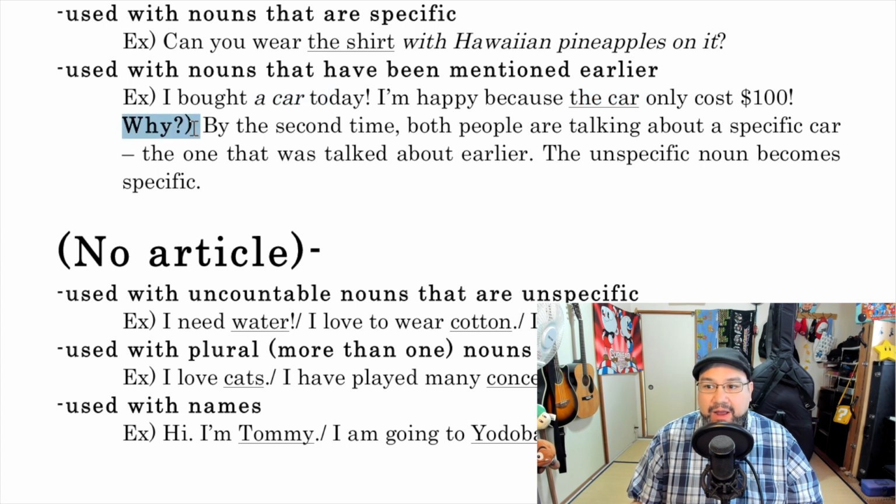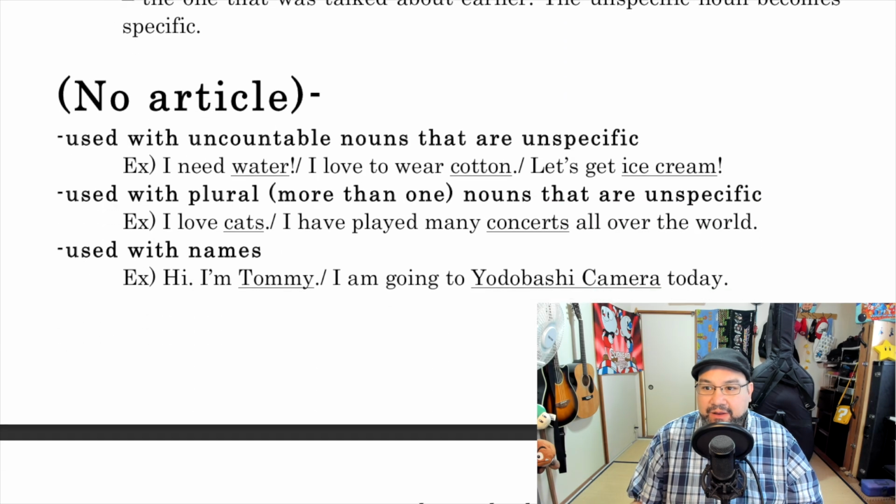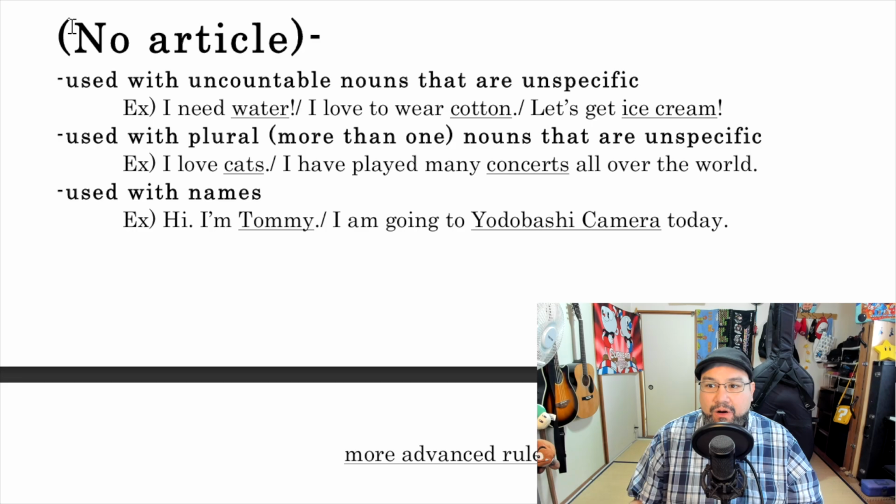So it says right here, why? By the second time, both people are talking about a specific car, the one that was talked about earlier. The unspecific noun becomes specific. Okay? Hopefully you understand.